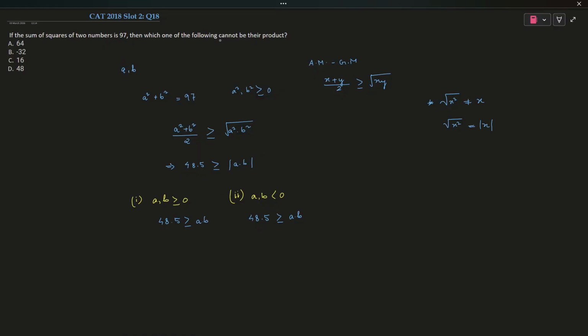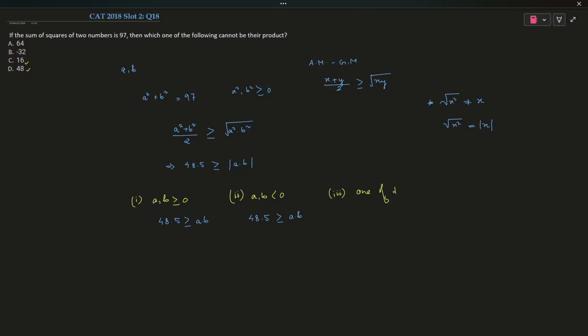So definitely we are asked which of the following cannot be their product. So guys, 48 can be the product, 16 can be the product. These two can be the product. We have to see whether 64 and minus 32 can be the product or not. Obviously, after looking at both the cases, we can be almost sure that option A will be the correct answer.